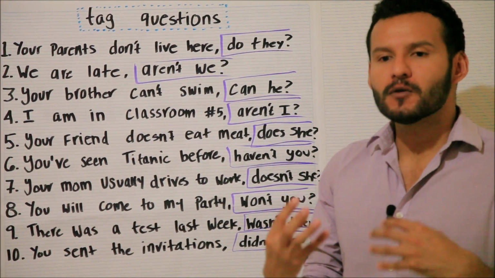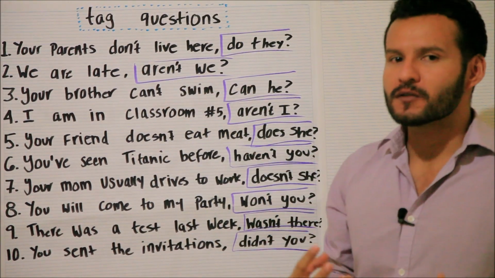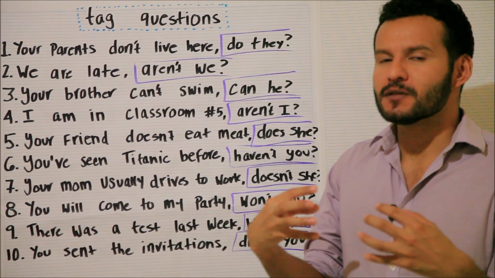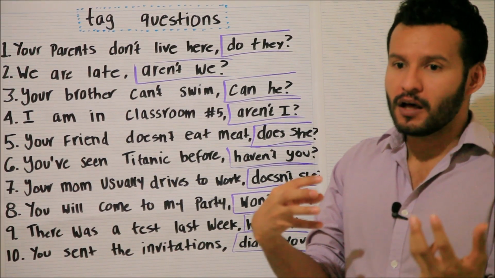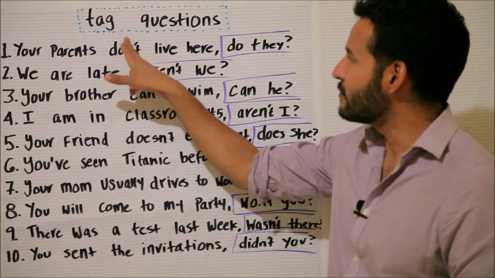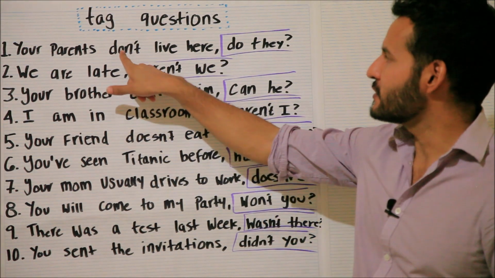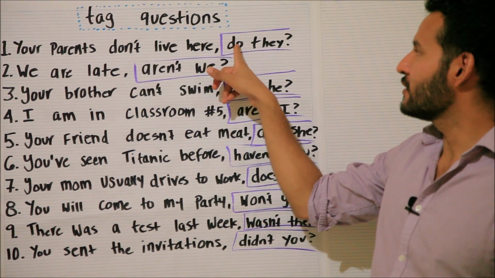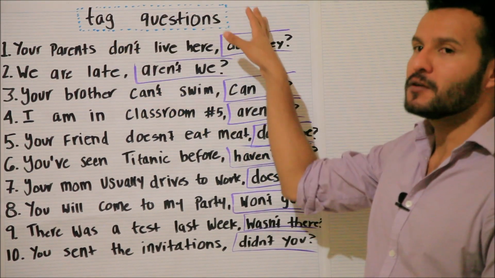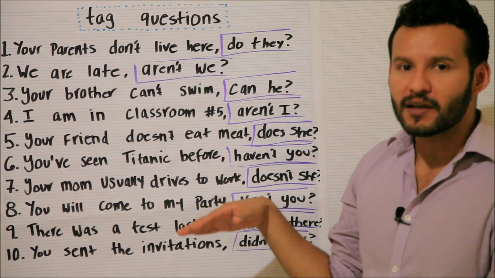However, I find that the most difficult part for students is identifying what verb or what auxiliary to use. And it is very simple, so there are just a couple of rules to take into consideration. So for example, if you look at the sentence and the sentence has an auxiliary verb, you simply repeat the auxiliary verb. However, if the sentence is negative, you repeat the same auxiliary but in the affirmative form. So if the main sentence is negative, you use an affirmative tag question, and if the sentence is affirmative, you use a negative tag question.